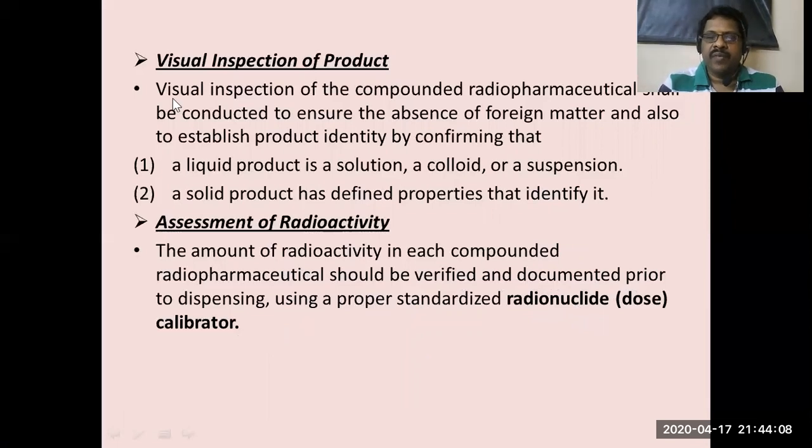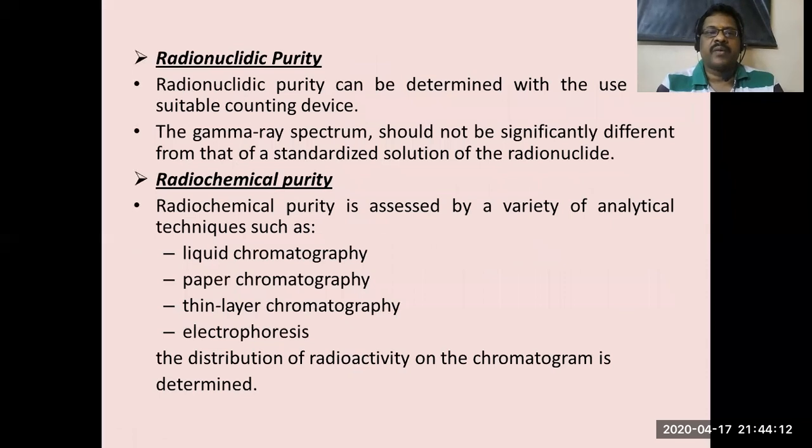Using this device, we have to measure the strength of radiation emitted, and that should be documented. Radionuclide purity can be determined with the use of a suitable counting device. Using this counting device, we can determine how much radiation is emitted, how much radioactive nuclide is present, and how many days or hours it may remain in the active form. So that can be counted and calculated.